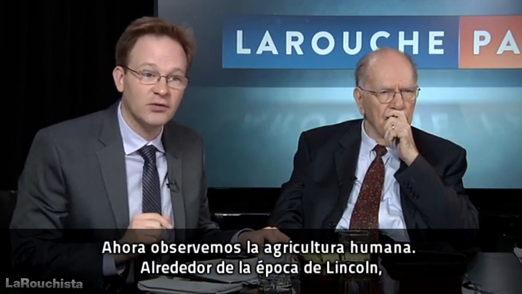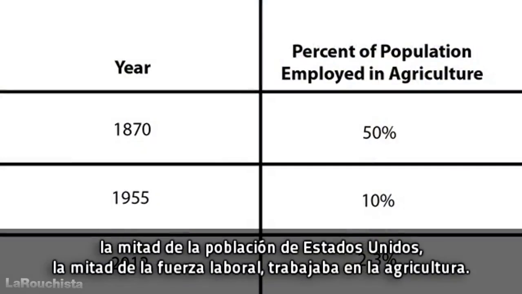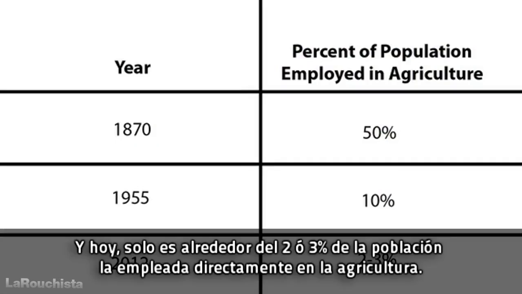Let's take a look at human agriculture. Around the time of Lincoln, half of the United States population, half of the workforce, worked in agriculture. Half of the workforce. A decade after World War II, it was only about 10%. And today, only about 2 to 3% of the population is directly employed in agriculture.